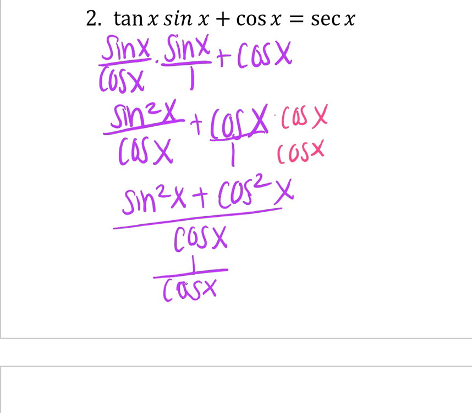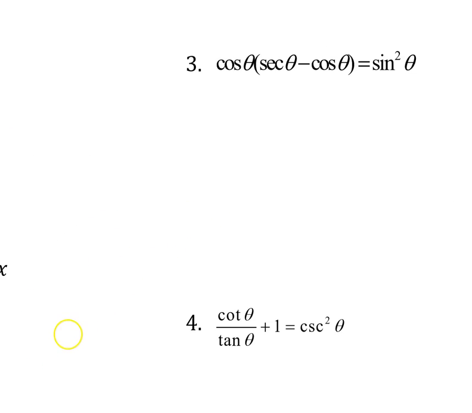And what is 1 over cosine of x? Well, that is secant of x. And that's exactly what the right-hand side is, and that's where I was trying to go with this. Come back up here to number 3.